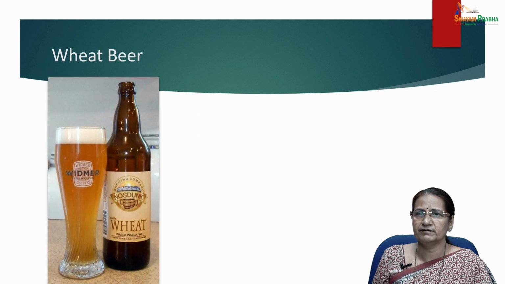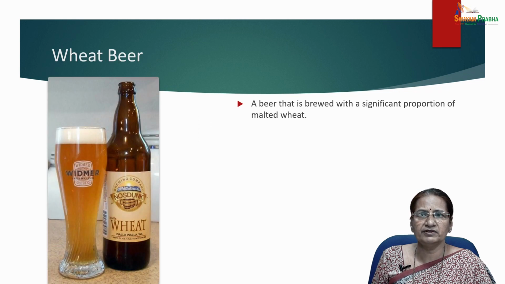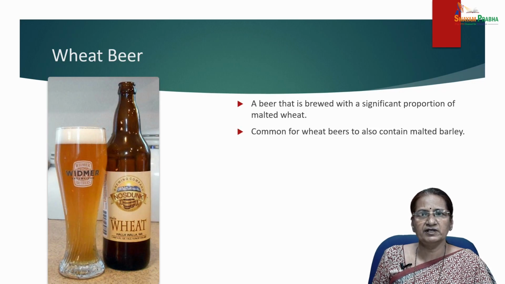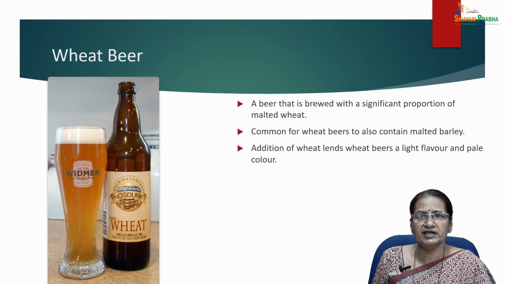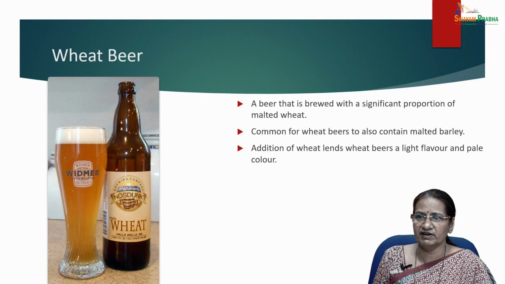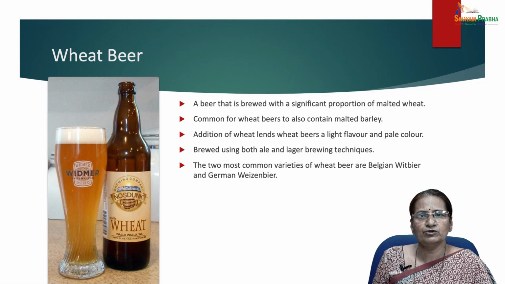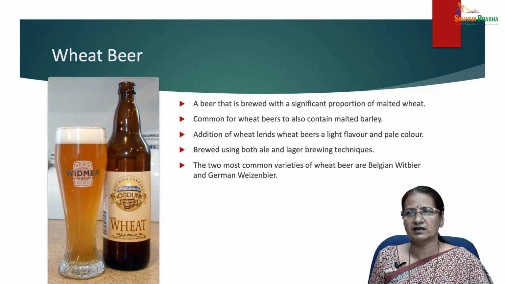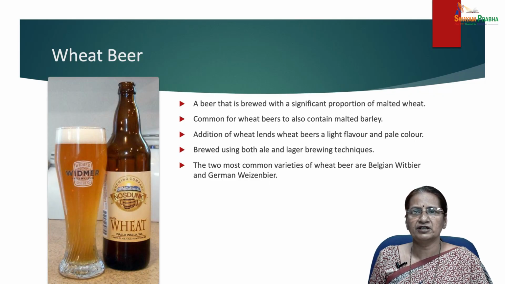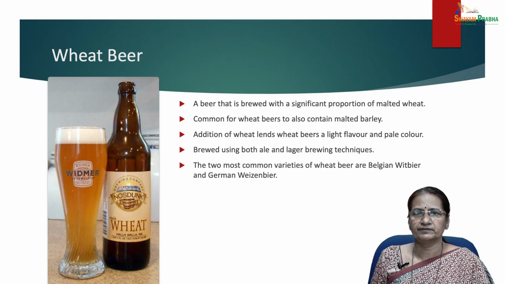Now wheat beer. A beer that is brewed with a significant proportion of malted wheat. It is common for wheat beers to also contain malted barley. Addition of wheat lends to wheat beers a light flavor and pale color. It can be brewed using both ale and lager brewing techniques. The two most common varieties of wheat beer are Belgian wheat beer and German Weizenbier.